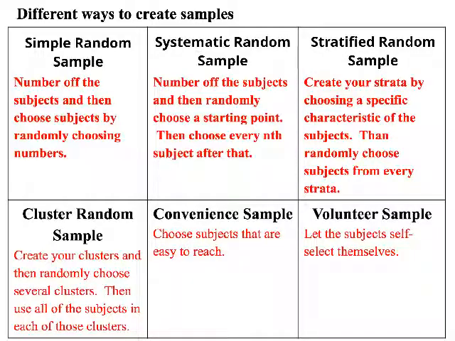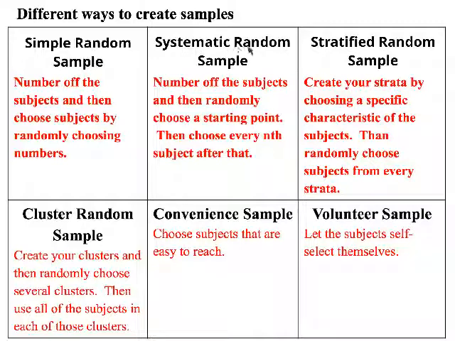So I'm going to talk about the different ways to create samples. Now, the first one, the most common one, is a simple random sample. What you do there is, as you can read here, you number off the subjects and then choose subjects by randomly choosing numbers. So you can randomly choose using a computer, you could put all the numbers in a hat, whatever you want. You're just choosing random numbers, and those numbers go towards the subjects you want.